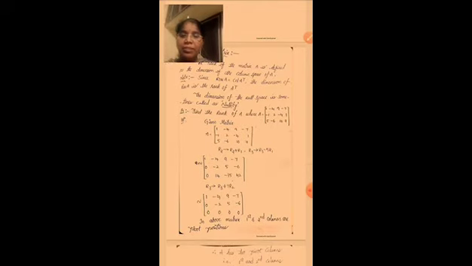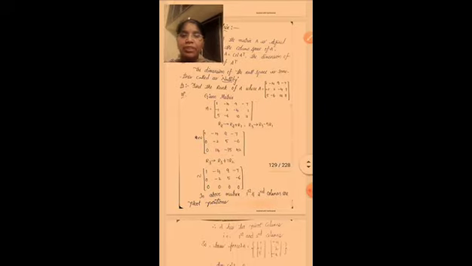First example problem. Find the rank of A, where A is equal to: first row 1, -4, 9, -7; second row -1, 2, -4, 1; third row 5, -6, 10, 7. Solution: the given matrix A is 1, -4, 9, -7; -1, 2, -4, 1; 5, -6, 10, 7. We have to make the second row and third row first column elements zeros. So R2 becomes R2 plus R1, and R3 becomes R3 minus 5R1.